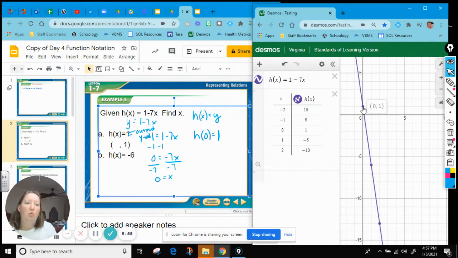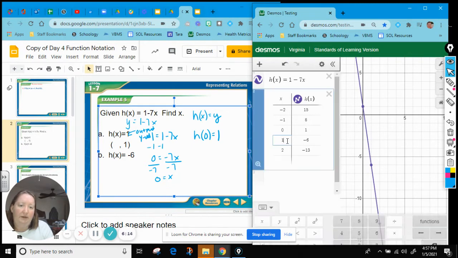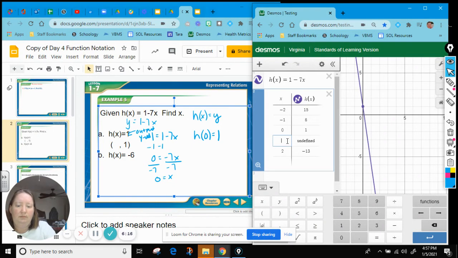Okay, so the y value is 1. What was the x value? It was 0. So let's see if it'll work for this other one. Well, we got lucky, and -6 was a given y value, so you could just figure out that the x value is going to be 1. But let's pretend this wasn't here. We'll make it 4. Okay, so we don't know what the x value is when the y value is -6.